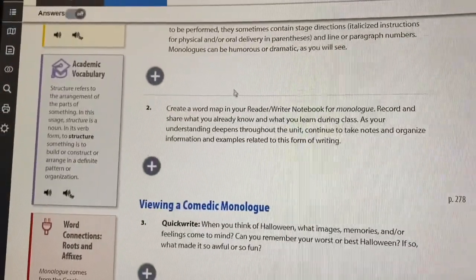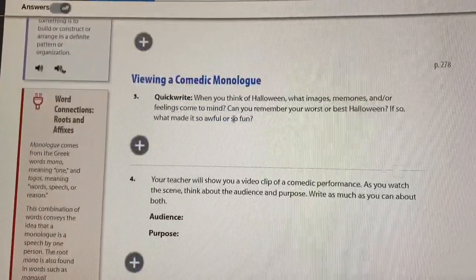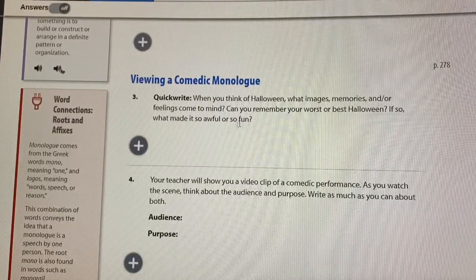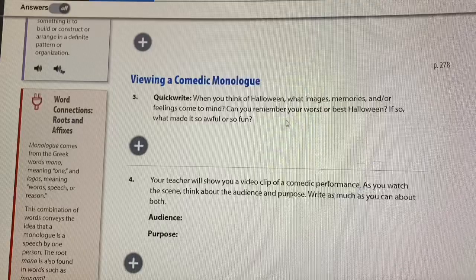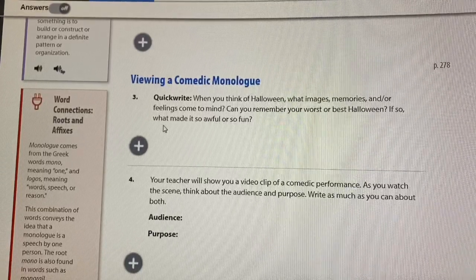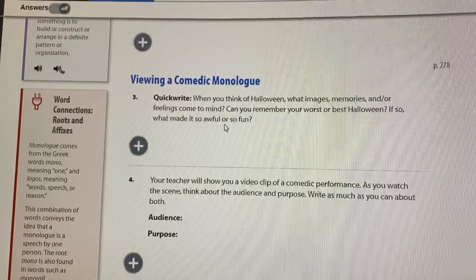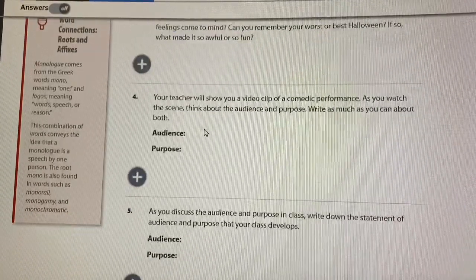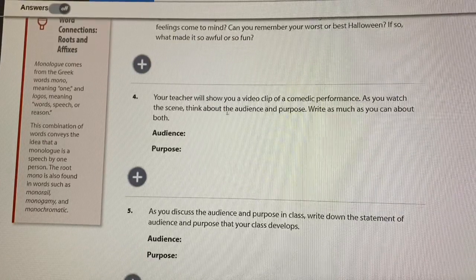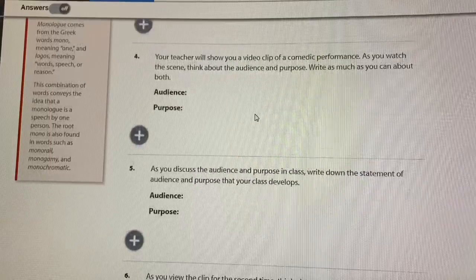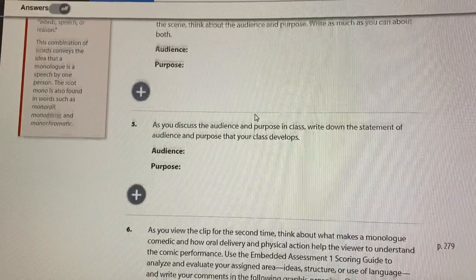And all this word map stuff and these quick writes I'm skipping, but these quick writes could give you some ideas of what you will create your monologue over for your embedded assessment. You could definitely choose a topic from one of these quick writes. That's probably the easiest thing to do, actually. But it says your teacher's going to show you a video clip of a comedic performance, which I did find.